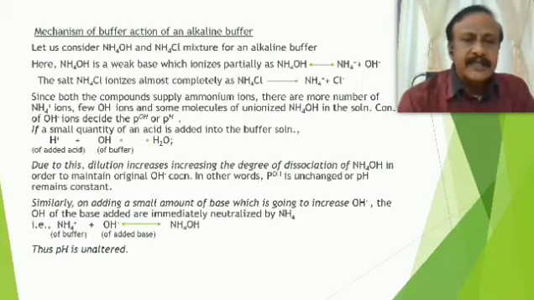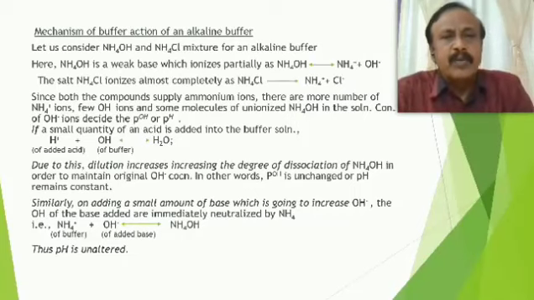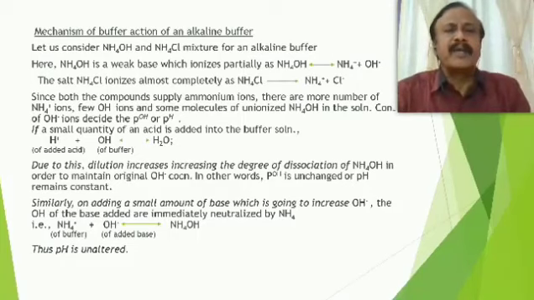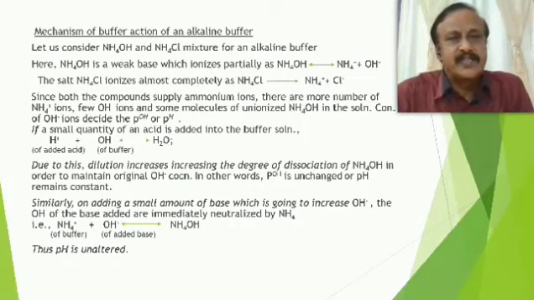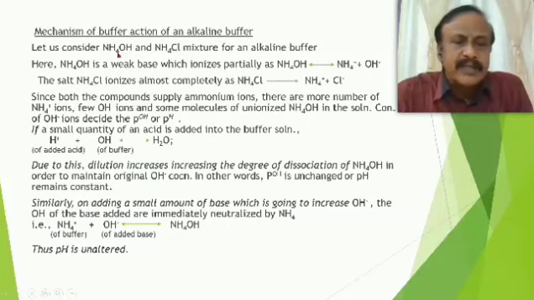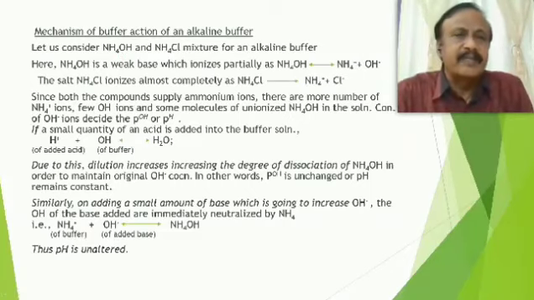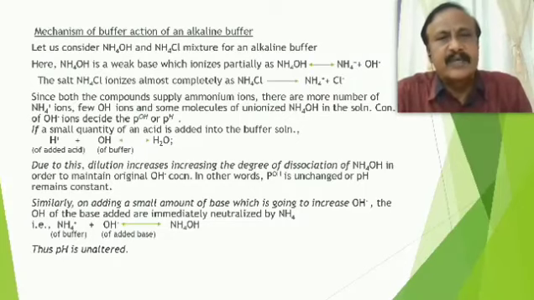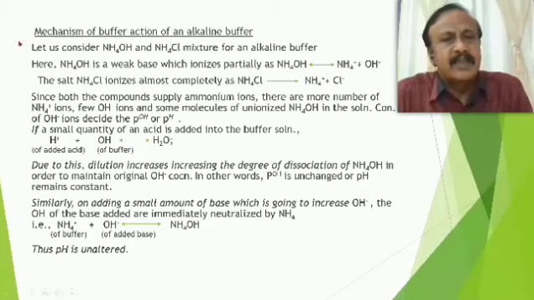Similarly, let us see how a mixture of ammonium hydroxide and ammonium chloride will act as a buffer. This ammonium hydroxide and ammonium chloride mixture is called an alkaline buffer because a base is used here to prepare the buffer solution. Again, in this example, or in any buffer solution, one component will be a weak acid or a weak base, and the other one is a salt of that weak acid or weak base. So here also, students, ammonium hydroxide is a weak base and its salt is ammonium chloride.